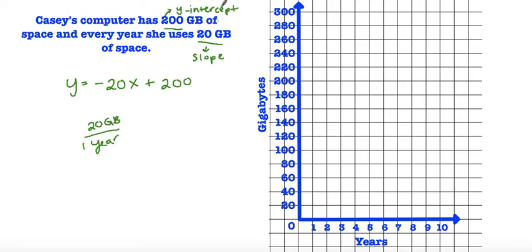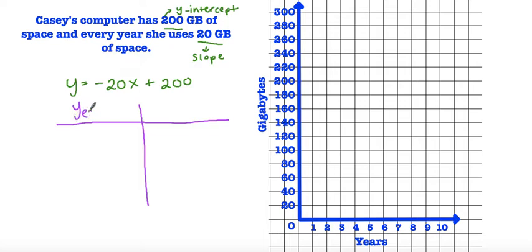So it's negative 20 over 1 because she's using the gigabytes. And x represents the years, plus 200, which is our initial value. So we can make a table to represent the relationship between the years and the gigabytes. We know that x is the number of years, and y represents the gigabytes.